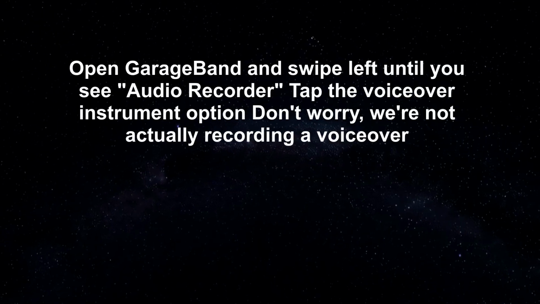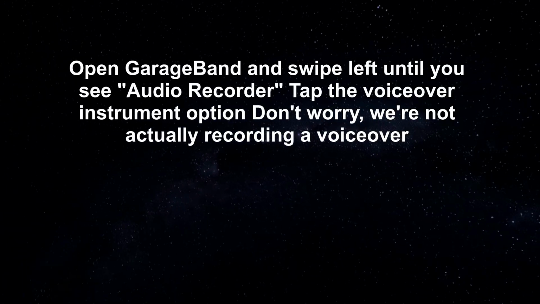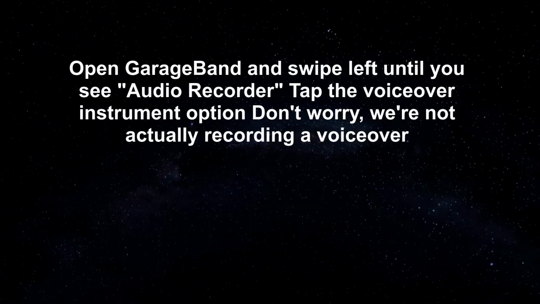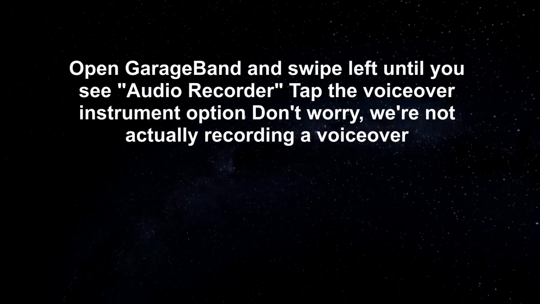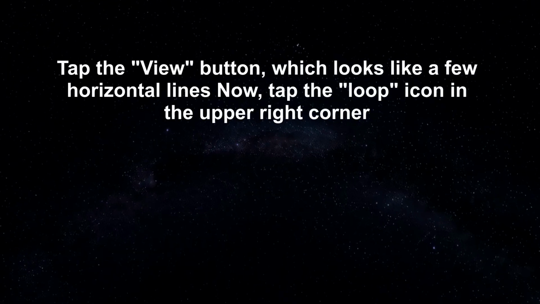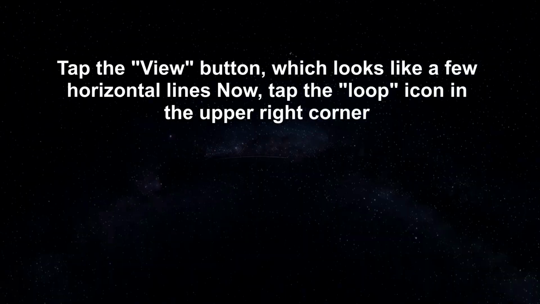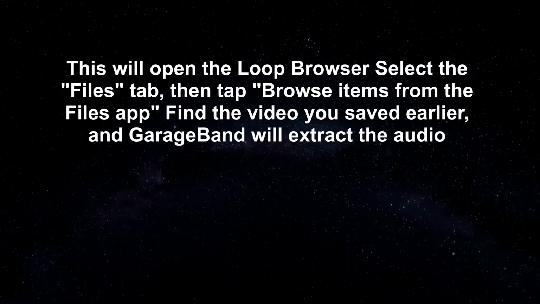Open GarageBand and swipe left until you see Audio Recorder. Tap the VoiceOver instrument option. Don't worry, we're not actually recording a voiceover. Tap the View button, which looks like a few horizontal lines now. Tap the loop icon in the upper right corner. This will open the loop browser.